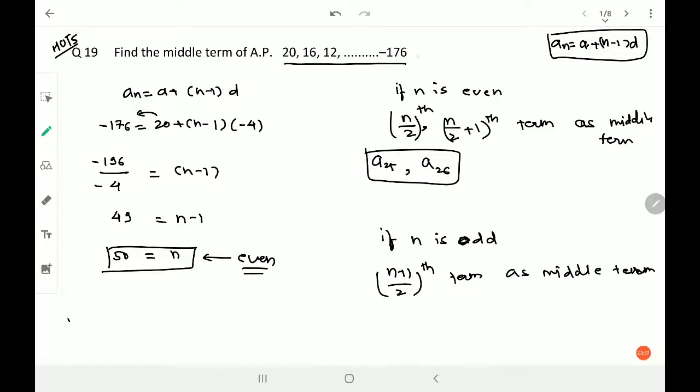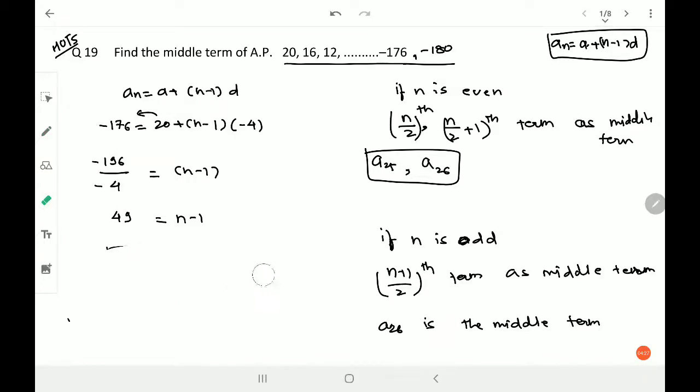Now imagine if you get something like 1, minus 180, like that, because these are the total terms of the AP, then we get 51 as n, right? Then it would be (n plus 1) by 2, matlab 51 plus 1, 52 upon 2, is 26. So a26 is the middle term in that case. But of course in this particular question it won't be, so don't worry about that.